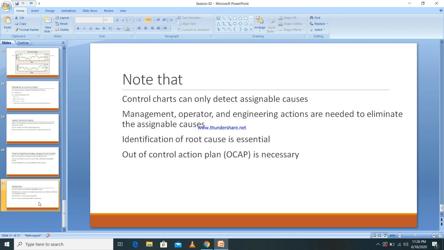And then an out of control action plan is necessary. That is, once you find out your particular process is not in control, or out of control, you need to have a plan for what you have to do, right? What is your next step? That we call the out of control action plan, which is very, very important, right? So all these things you can organize if you use a control chart and the statistical process control tools in your organization.